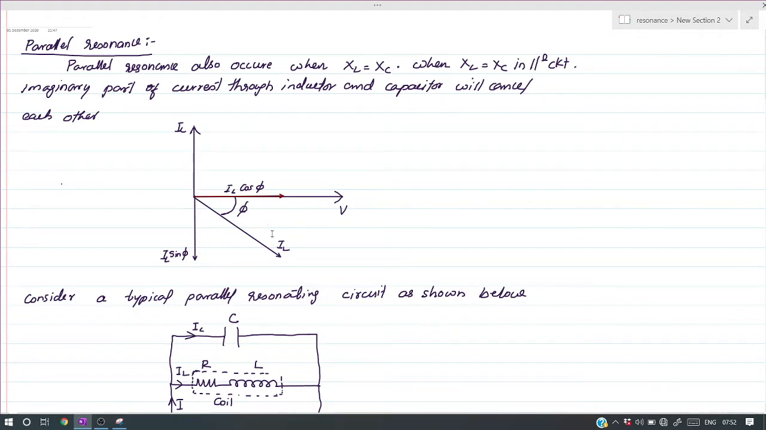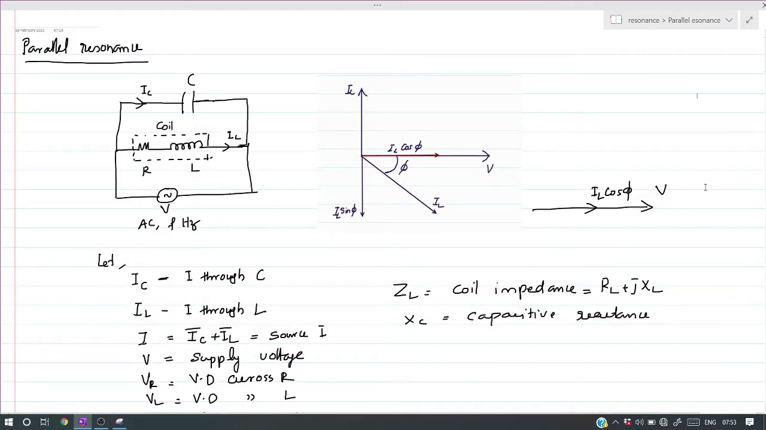So the component of this current, that is IL cos phi, which is in phase with the voltage, is the only one available during parallel resonance. If voltage and current are in phase, the circuit resembles a resistive circuit. So the power factor of operation under that condition is unity. The phasor diagram corresponding to parallel resonance looks like this.